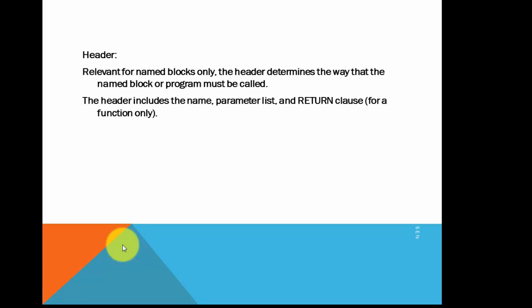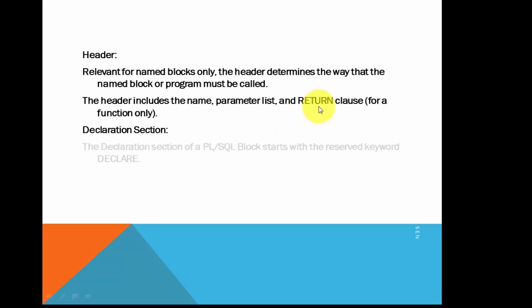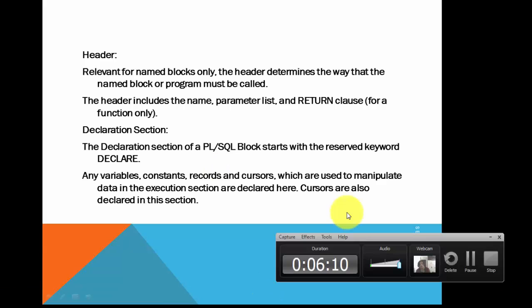So what is the header? It's relevant for named blocks only. The header determines the way in which the named block or program must be called. So the header includes, in case of a procedure, the name and the parameter list, and in case of a function, it will include the return clause. In the declaration section, you start with the reserved keyword declare, and inside this you can declare variables, constants, cursors, etc. This section is also optional.